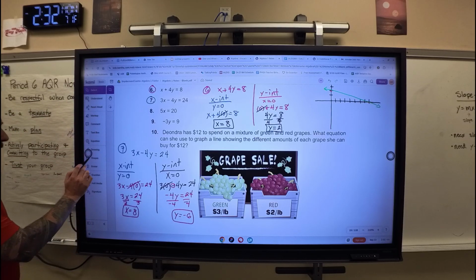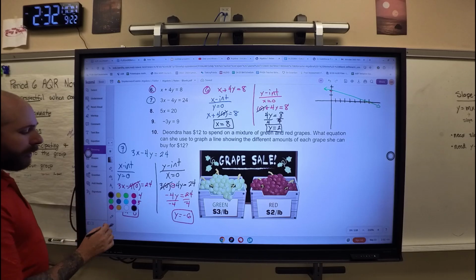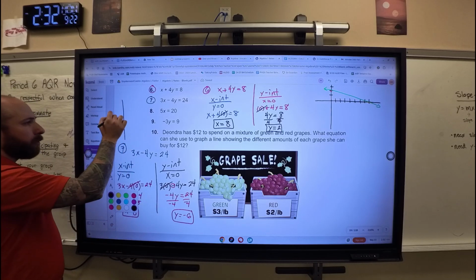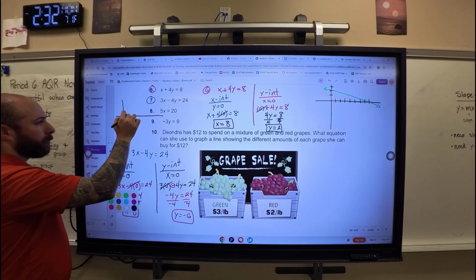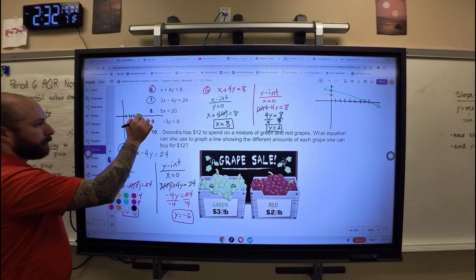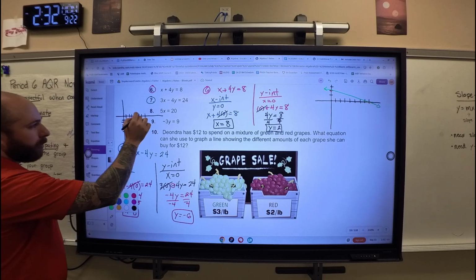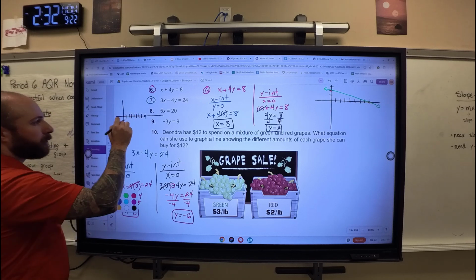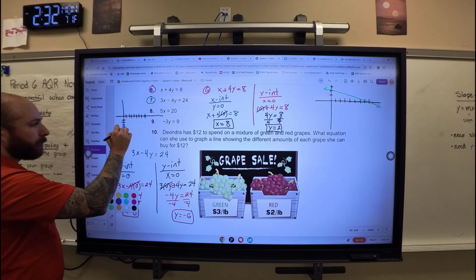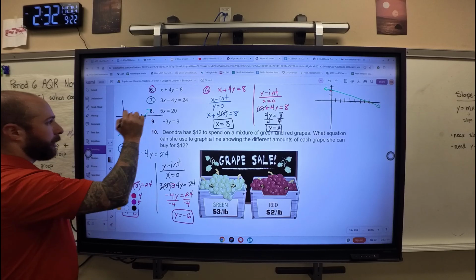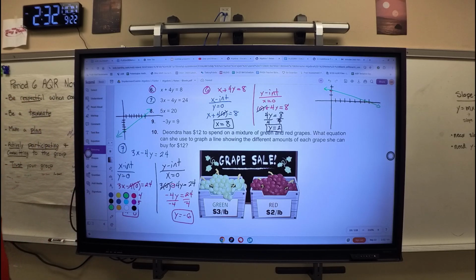All right, so we have our two intercepts. We have our x-intercept at 8, our y-intercept at -6. So if we make our graph, we go to the right 8, put our point. We go down 6, put our point, and we can connect them to make our graph.